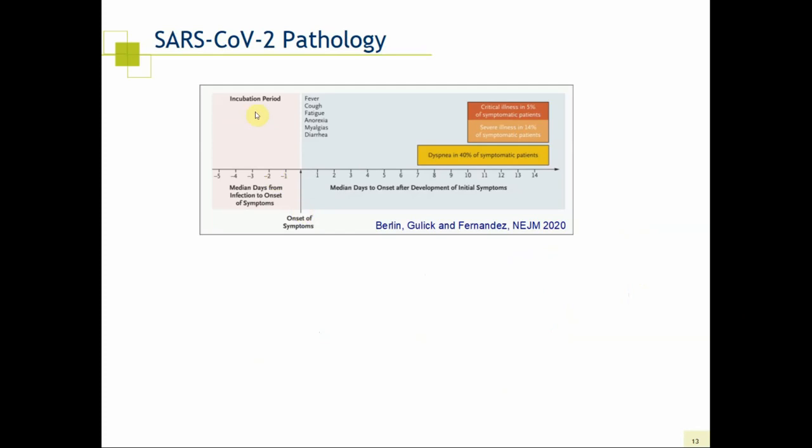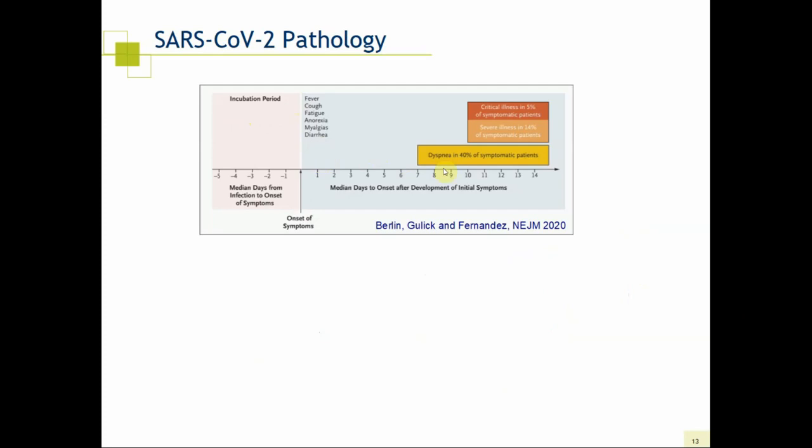So the incubation period is the time between when you get infected and when you start to show symptoms. 6 days, maybe 1 week. Then you get the first symptoms, which are fever, cough, fatigue, loss of appetite, muscle pain, and diarrhea. And then these symptoms will either attenuate and you get better over the next week or two, or they might get worse.